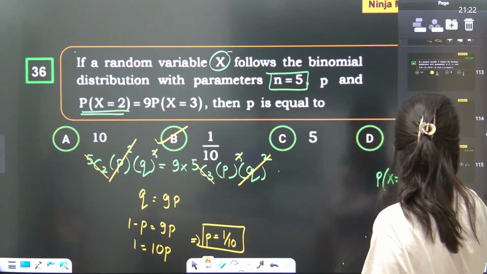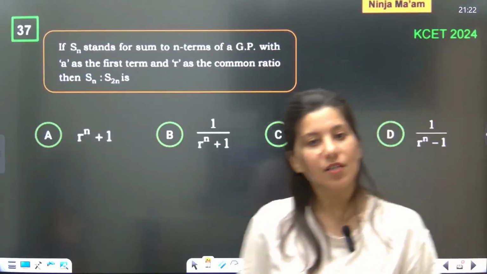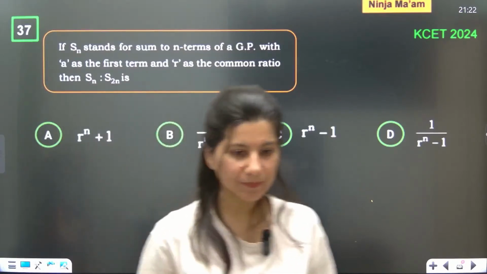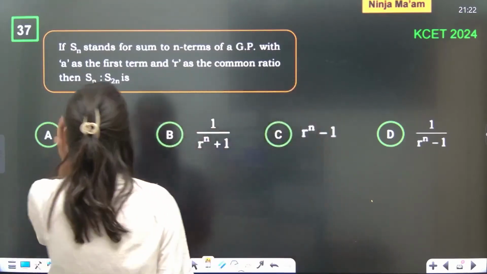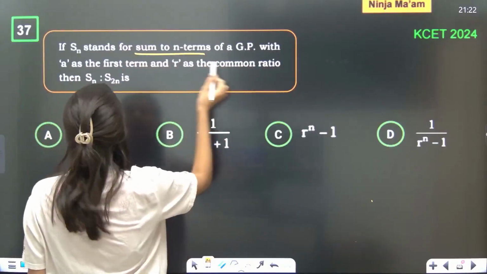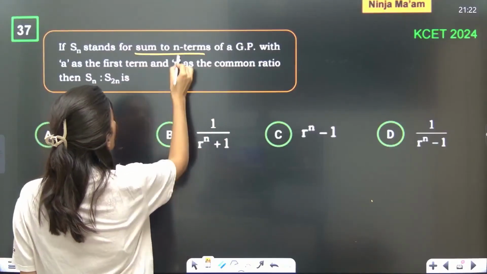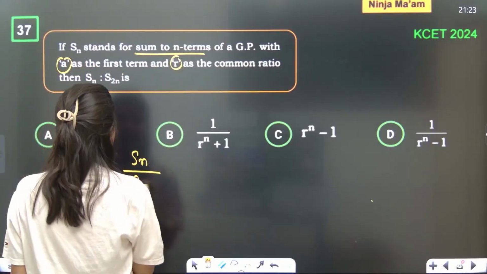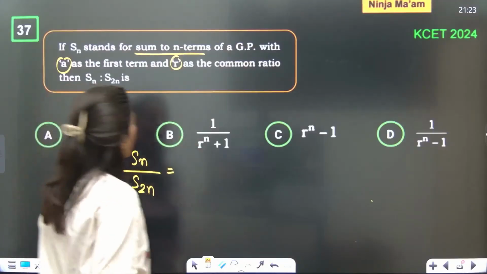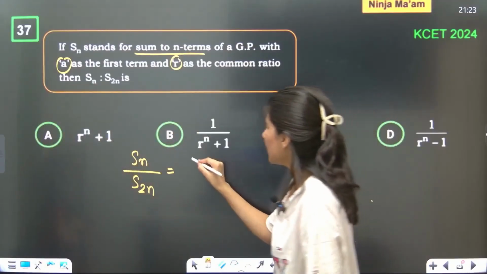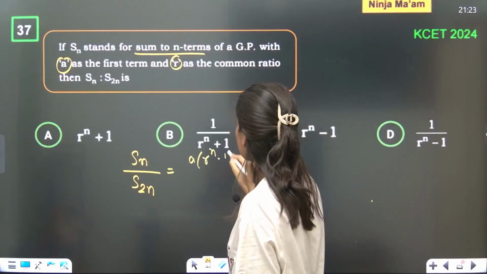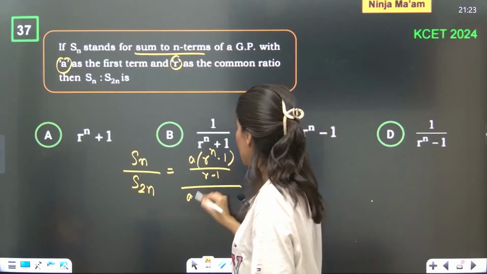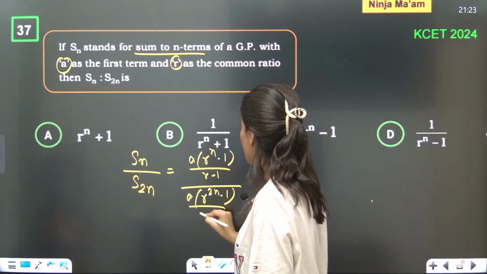The next question on your screen is from geometric progression, basically sequence and series. Sn stands for the sum to n terms of a GP with A as the first term and R as the common ratio. Then Sn upon S of 2n is what? Sum of n terms: A into (R power n minus 1) upon (R minus 1), whole upon S of 2n, the 2n terms, A into (R power 2n minus 1) upon (R minus 1).